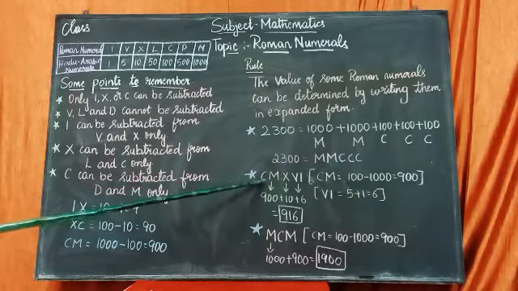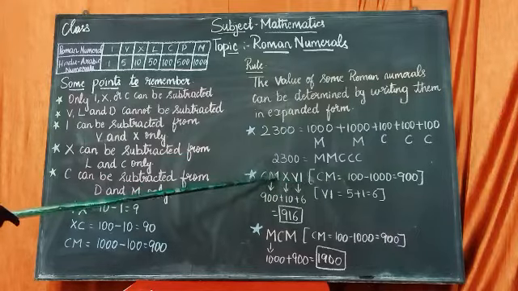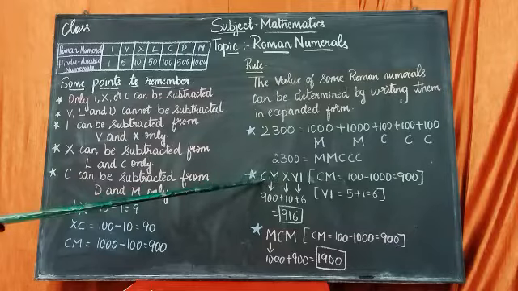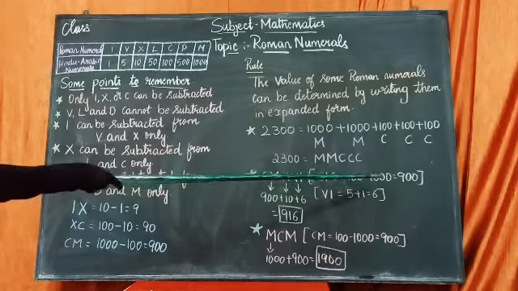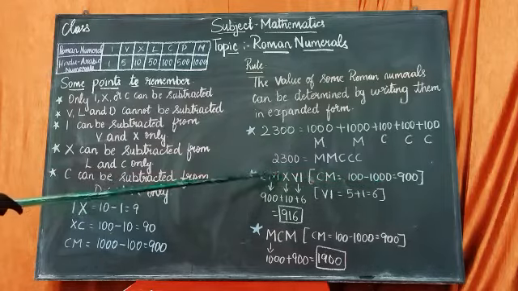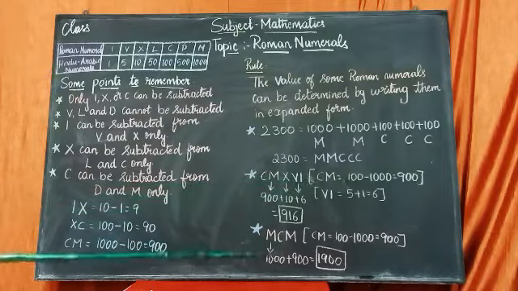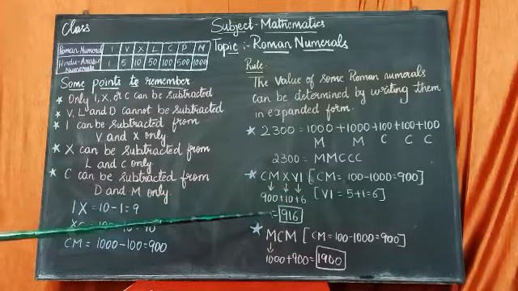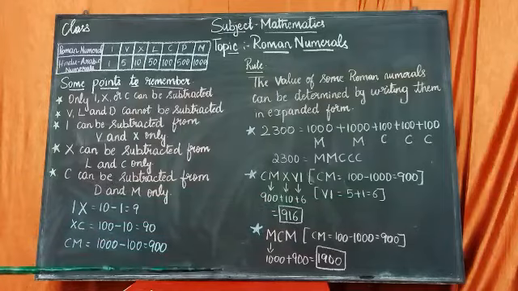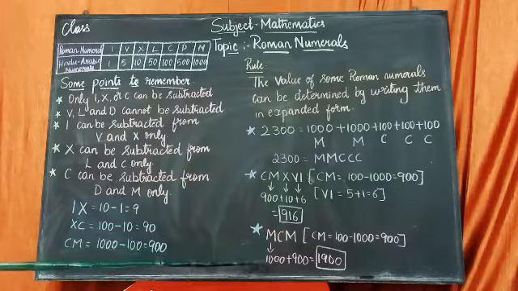Next example, CMXVI. So here CM is here. So am I minusing? Should we minus or should we add here? Yes, we should minus. So here 1000 minus 100 gives you 900. X is as it is, that is 10. VI. So it is on the right side. So I am adding here. V means 5. 5 plus 1 gives you 6. So we got the number 916. Next example, MCM. M stands for 1000.